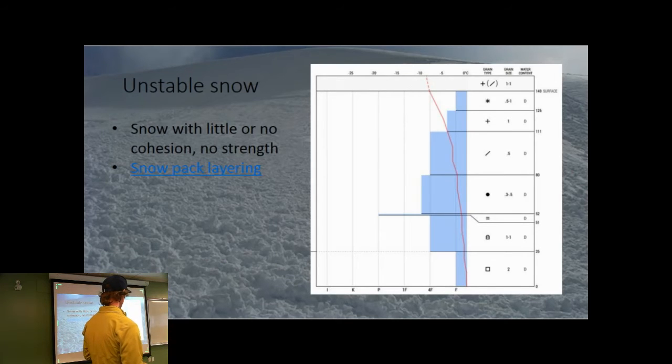I'll get into this later, but I can point those out. This really hard layer there that goes to pencil, that's a crust. The little round is for rounded grains. This is for decomposed forms. New snow for rime snow. And that's for faceting rounds, and that is for facets. Okay, we'll get into this later.